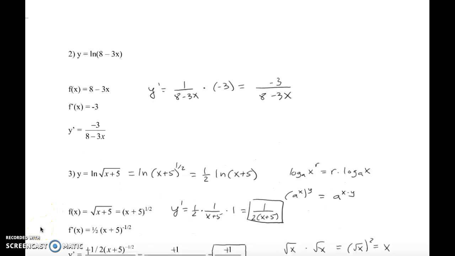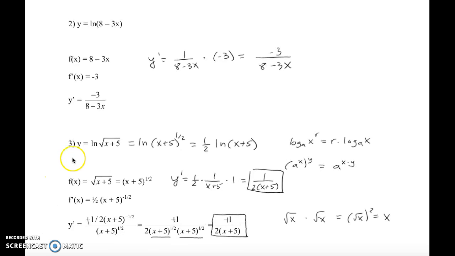Let's go ahead and look at example 3. Example 3 is a little long. So here we have a little more complicated example: ln of the square root of x plus 5. Now it's easier to go ahead and deal with this as a fraction, so we're going to change our square root to a 1/2 power. So now we have ln of x plus 5 to the 1/2 power. When we go ahead and deal with that, remember our log rules, that we could take this 1/2 power and move it in front of the ln. And so we have 1/2 ln of x plus 5.